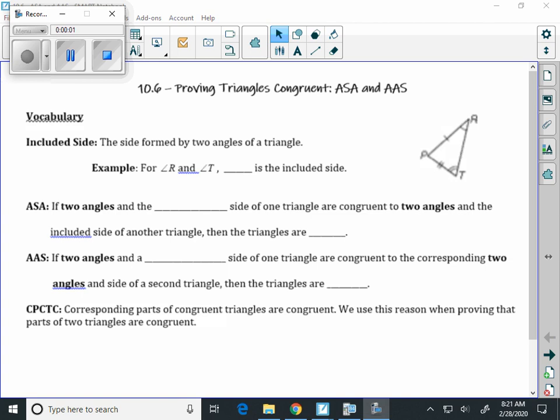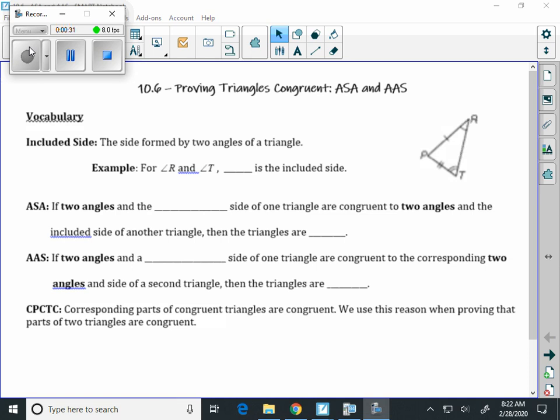In the previous notes, we talked about proving triangles congruent with rules for side, side, side, and side, angle, side. And today we're going to talk about proving triangles congruent with angle, side, angle, ASA, and angle, angle, side. So just a reminder, we talked about included angle on the last set of notes. We're going to talk about the included side this time.